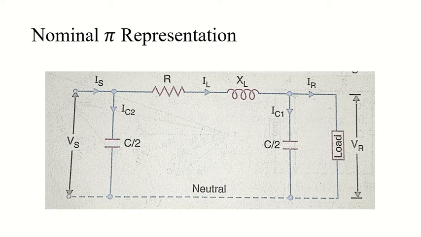In this playlist we are discussing transmission line modeling and performance. We are observing the different types of transmission line, observing their performances, and trying to derive the ABCD parameters and do the modeling for the particular transmission line. Up until now we have seen two videos in which we have discussed short transmission lines, and we have also seen the nominal T representation for medium transmission lines.